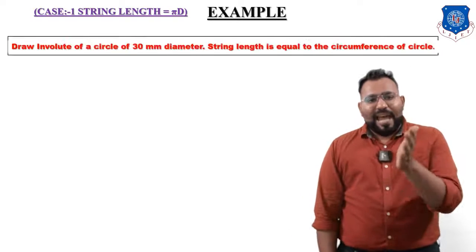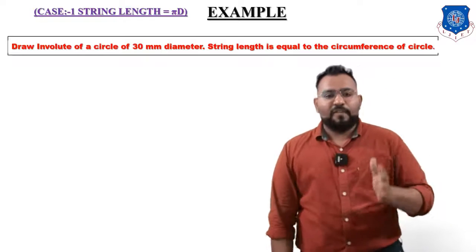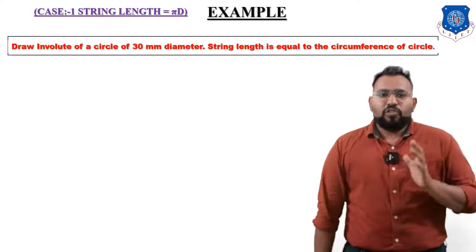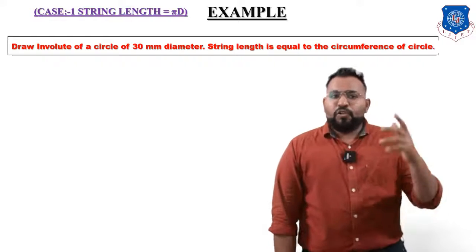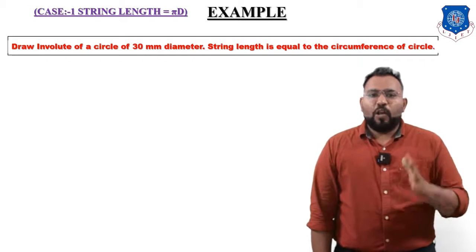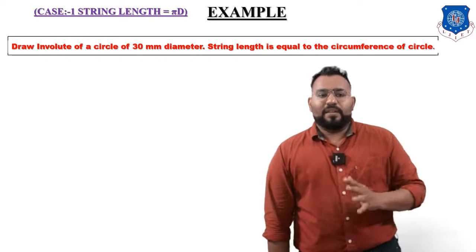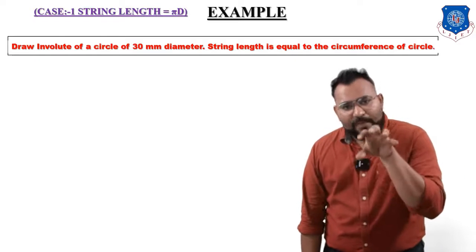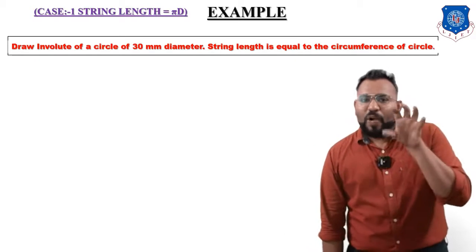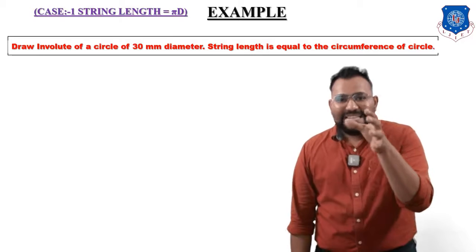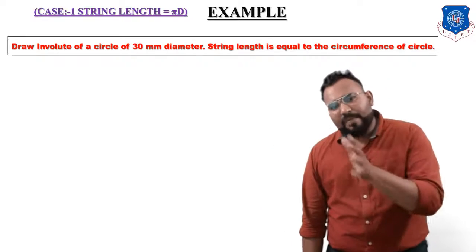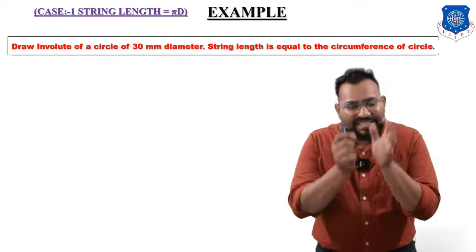So let's see the example, and through this example we're gonna understand what exactly involute is. Here the example is: draw the involute of a circle of 30 mm diameter. You have one circle with a diameter of 30 mm and you have a string. The string length is equal to the circumference of the circle. We know that the circumference of a circle is pi d, so you have to take the string length equal to pi d.